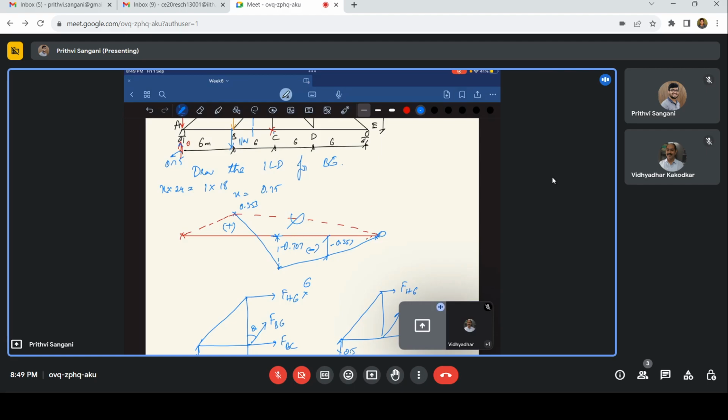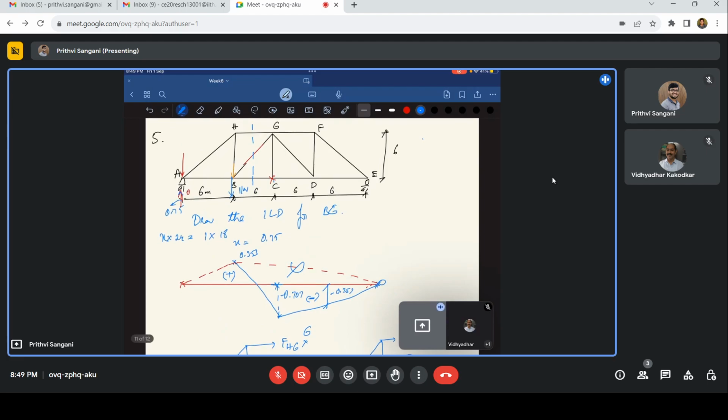So if we are asked to find what will be the maximum force inside the diagonal member BG, or for what load the diagonal member BG has to be designed. Usually if it is a steel member, we check for both the tensile loads and also the compressive loads, right? Because the compression member also buckles. So we'll see the maximum tension force and find out what will be the maximum load.